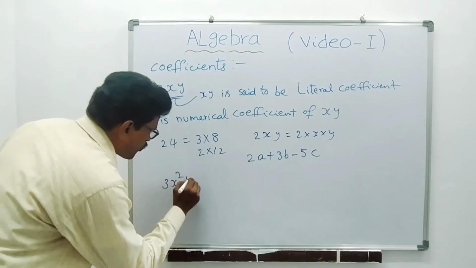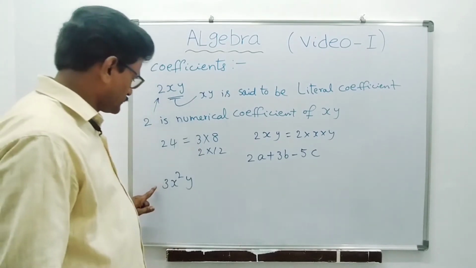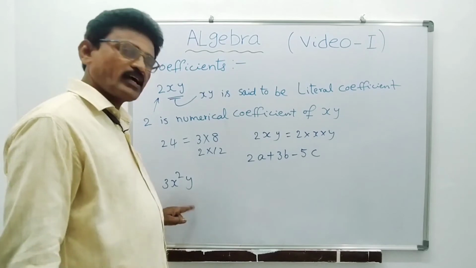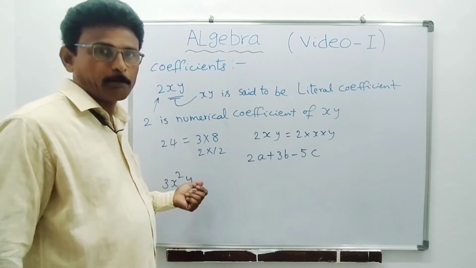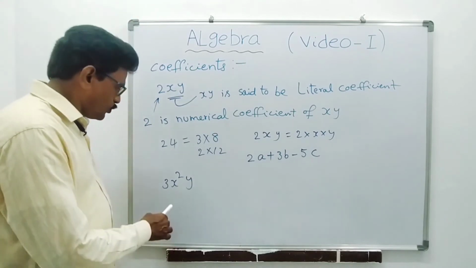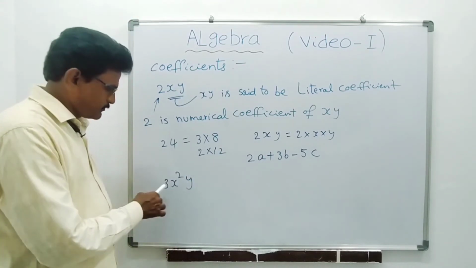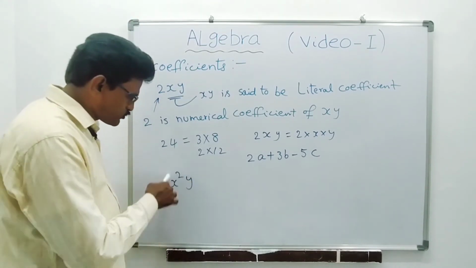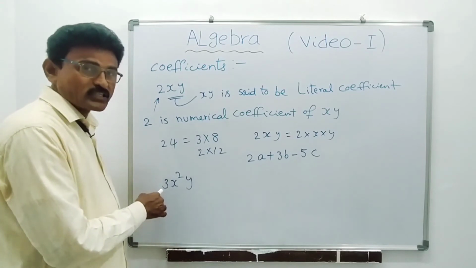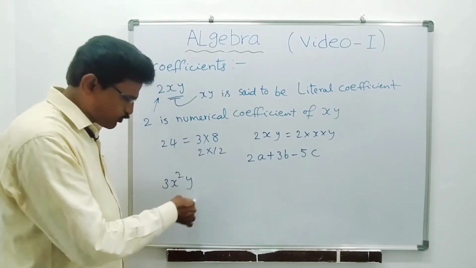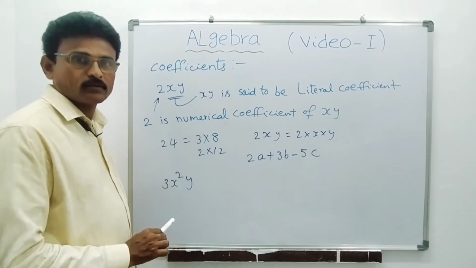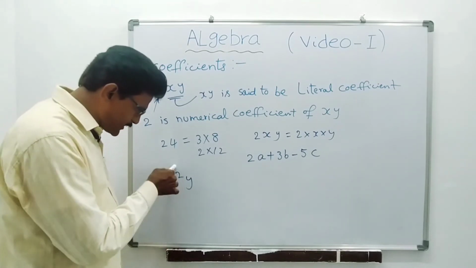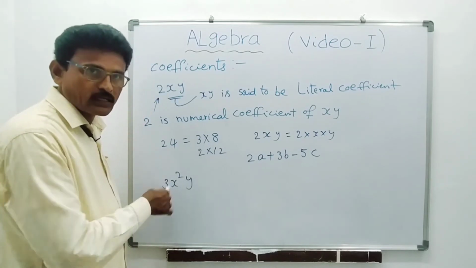Now I will write another one. 3x square y. Here 3 is the numerical term, x and y are variables. This is a single term. What is the coefficient of x square y? 3. What is the coefficient of 3? x square y. What is the coefficient of 3y? x square. Now the coefficient of x square is what? 3y. Like that we have to say.